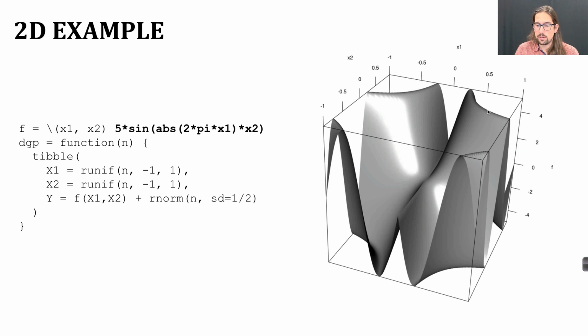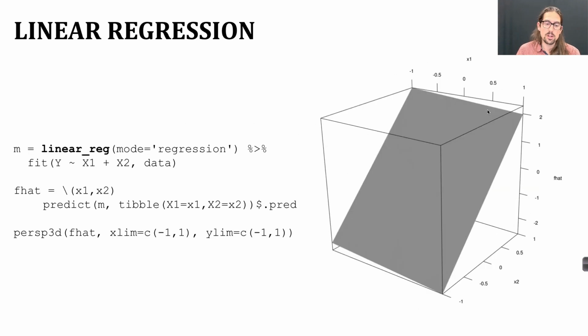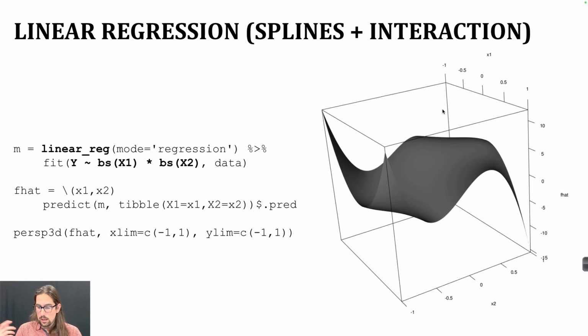This is the true function. This is the linear regression fit. This is the best you can do. Linear regression fits a plane. Now you may think, well, let's be a little clever. Let's include some splines. And let's be even aggressive with these splines and put an interaction between the splines. So there's going to be a lot of coefficients here that are fitting. And you do this, and this is what you get.